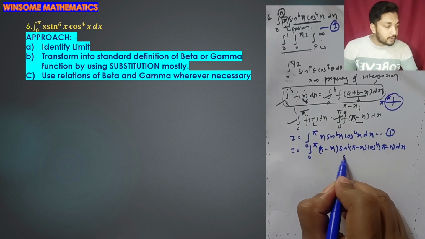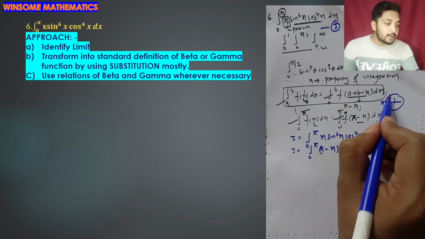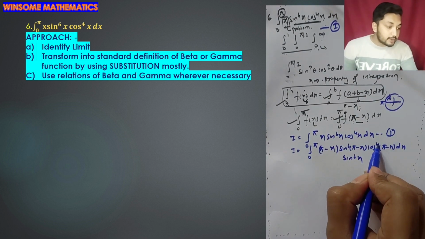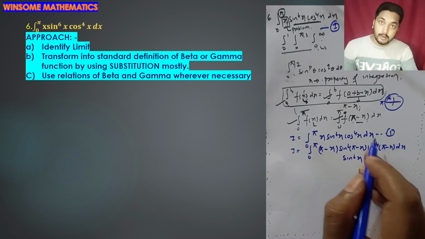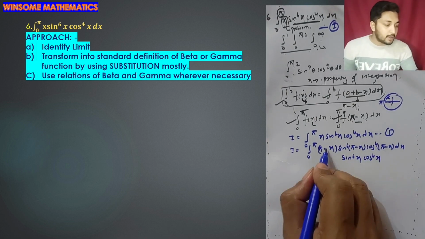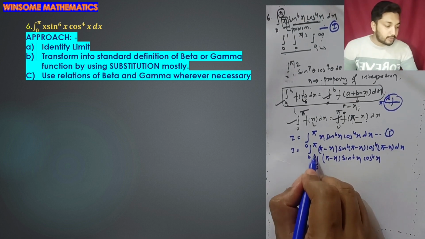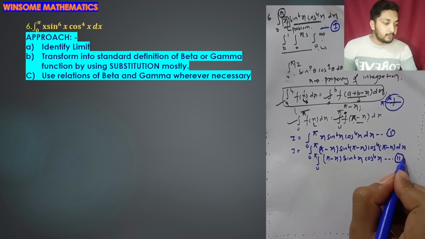In the second quadrant sine is positive, so no tension. Okay. So we can easily write sine 6x, and cos 4 of pi minus x. Cos is negative, but the power is 4, so it is an even power. Minus raised to an even power is positive. So this is cos 4x, and pi minus x is pi minus x. We can write 0 to pi, and this is our equation 2.